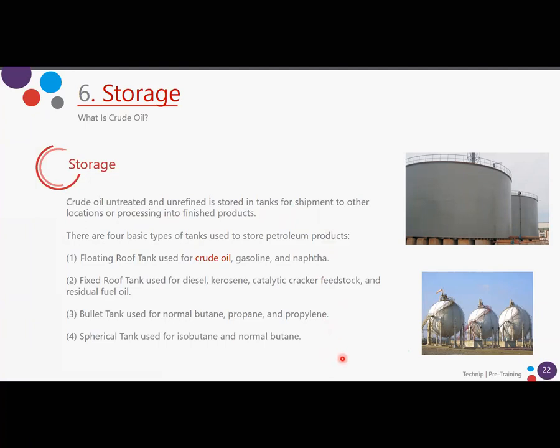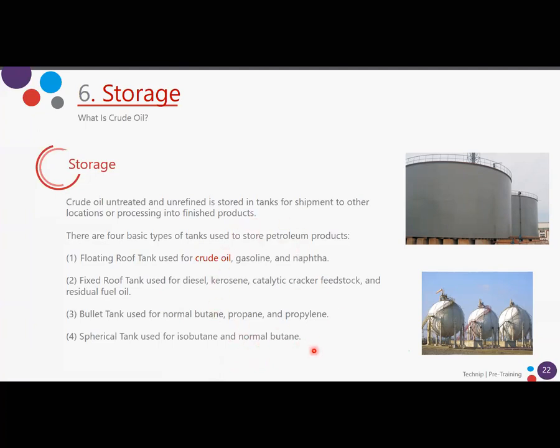So there are four basic types of tanks used to store petroleum products. We have the floating roof tank, used for crude oil, gasoline, and naphtha. Also, we have the fixed roof tank that we use for diesel, kerosene, catalytic cracker feedstock, and residual fuel oil. The bullet tank is used mainly for normal butane, propane, or propylene, and the spheric tank is used for isobutene and normal butane.